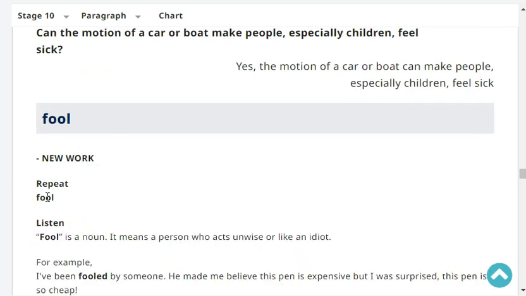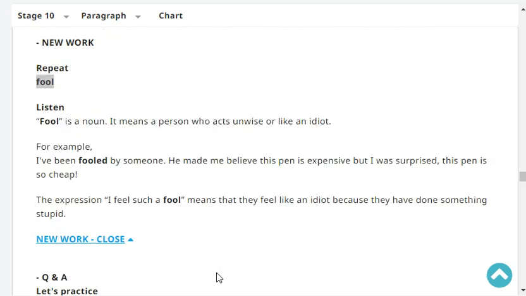Okay, listen. Fool is a noun. It means a person who acts unwise or like an idiot, a fool. For example, I've been fooled by someone. He made me believe this pen is very expensive. But I was surprised, this pen is so cheap. You know, the expression I feel such a fool means that they feel like an idiot because they had done something stupid or like an idiotic mistake.